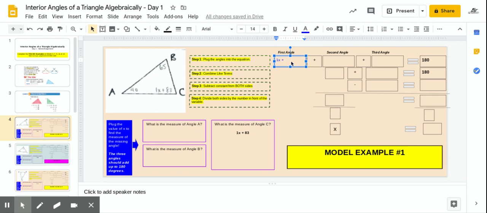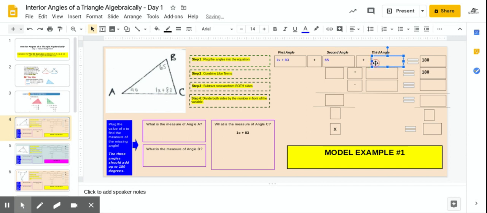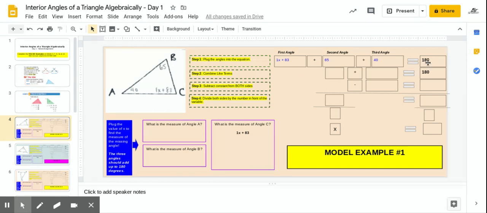So my first angle, I'm going to plug in 1x plus 83. Then my second angle, I'm going to plug in 65. And my third angle, I'm going to plug in 40. And I already wrote the equals 180 for you. Okay, so here's my algebraic equation. Now I need to solve this.